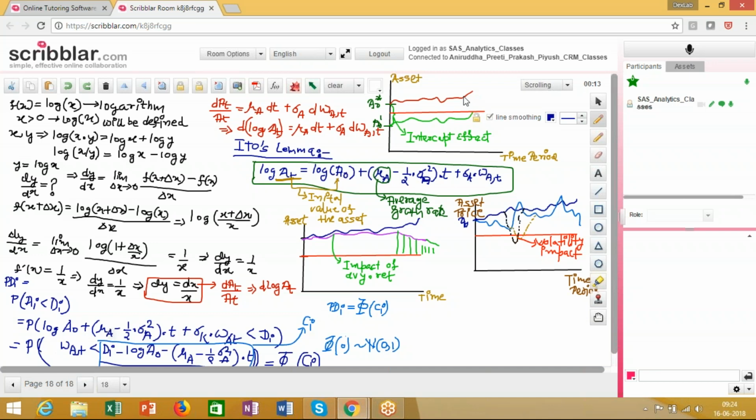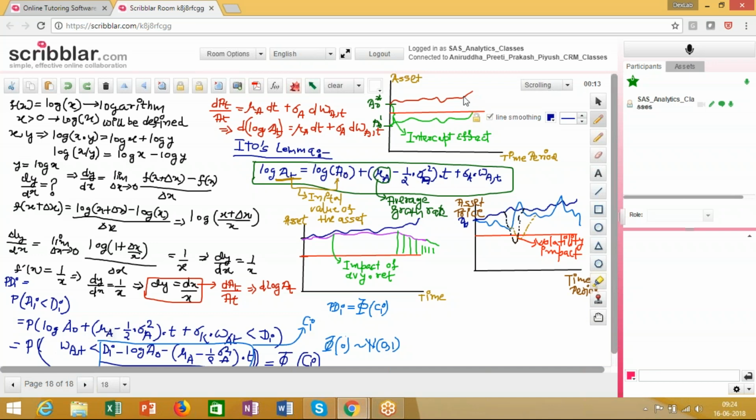This is how the probability of default is affected by the initial asset price. This is how it is going to be affected by the Brownian motion and so on. So these are some of the topics that we will be talking about over here.